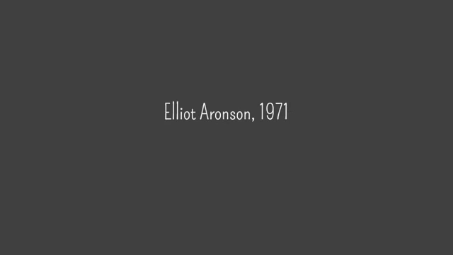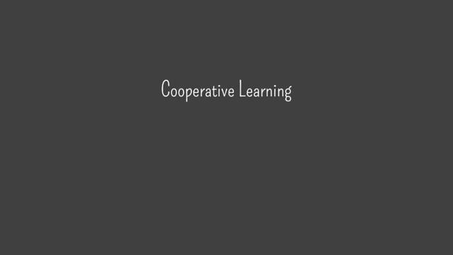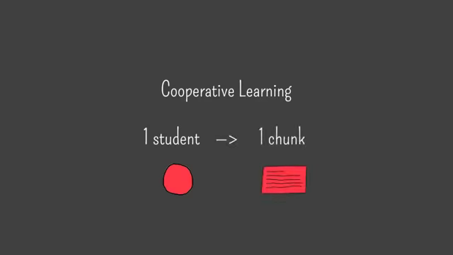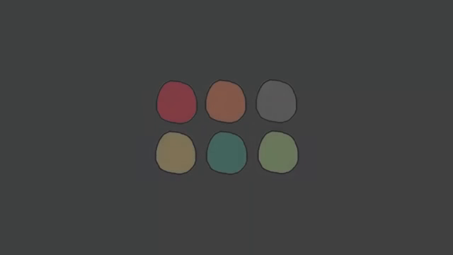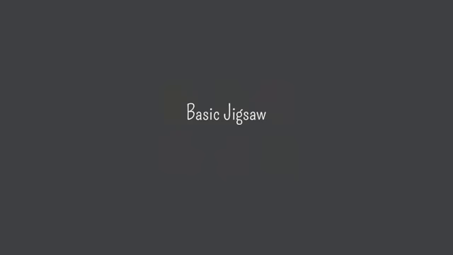Developed by Elliot Aronson in 1971, Jigsaw is a cooperative learning strategy where each student in a group takes responsibility for one chunk of the content, then teaches it to the other group members. Like the pieces of a jigsaw puzzle, students fit their individual chunks together to form a complete body of knowledge. Here are the steps of a basic jigsaw, sometimes referred to as Jigsaw I.